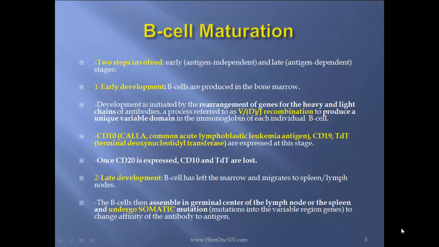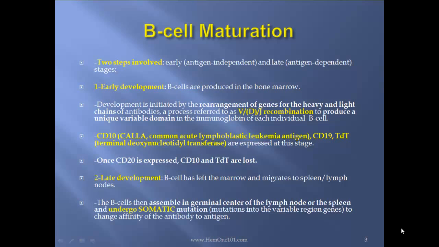Early development. B cells are produced in the bone marrow. Development is initiated by the rearrangement of genes for the heavy and light chains of antibodies, a process referred to as VDJ recombination, to produce a unique variable domain in the immunoglobulin of each individual B cell. CD10, called CALLA, common acute lymphoblastic leukemia antigen, CD19, and TDT, terminal deoxynucleotidyl transferase, are expressed at this stage. Once CD20 is expressed, CD10 and TDT are lost.